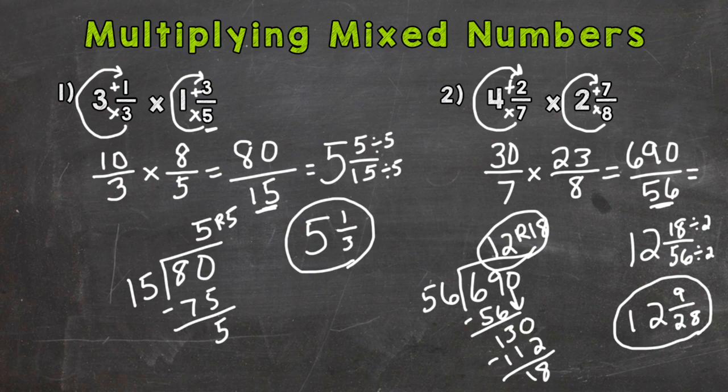So there you have it. There's how you multiply mixed numbers. Change to improper fractions, multiply straight across, and then convert that answer back to a mixed number.